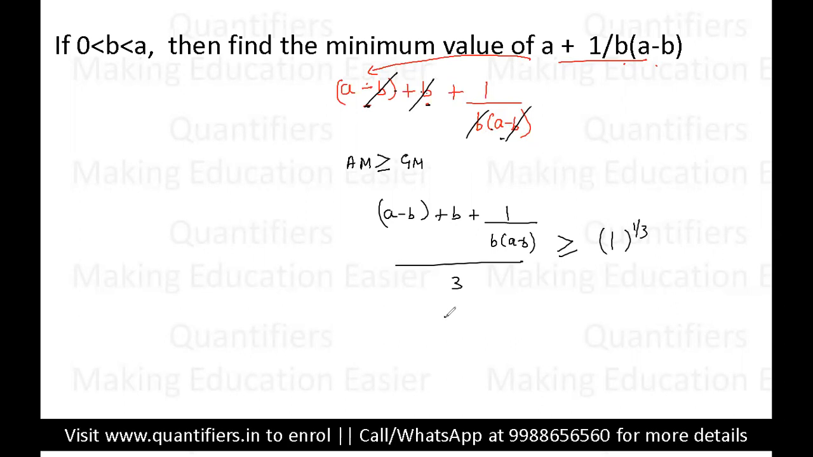So the answer comes out to be A minus B plus B plus 1 upon B into A minus B will be greater than or equal to 3. So what does this tell? That means the minimum value is 3. Minimum value will be 3. So students, I hope all of you have understood this concept.